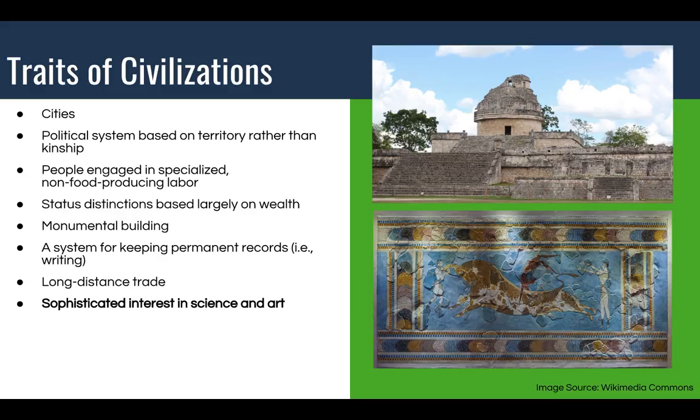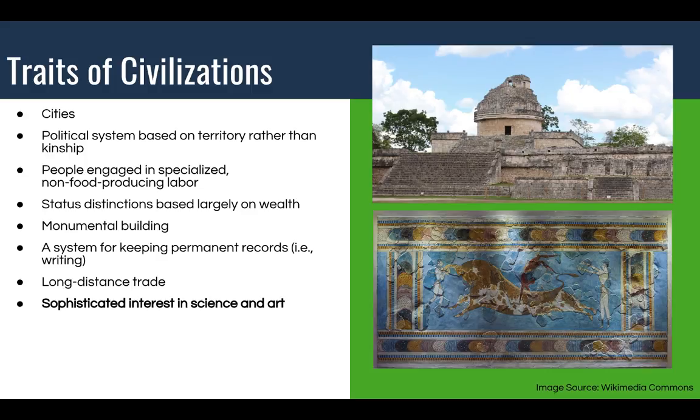And we're not talking about just passing, like, oh, look, the stars are pretty tonight. But in the Mayan civilization, in the city of Chichen Itza, which you see at the top, they had an observatory for the study of the stars. The Mayans had very advanced mathematics and astronomy. And in the bottom, on the island of Crete, the Minoan civilization developed art. And this is art from a mosaic from a palace in Minoan Crete, where they worshipped the bull. Shout out to Durham, the bull city.